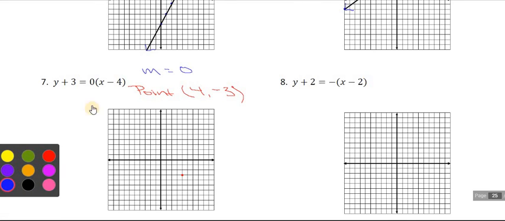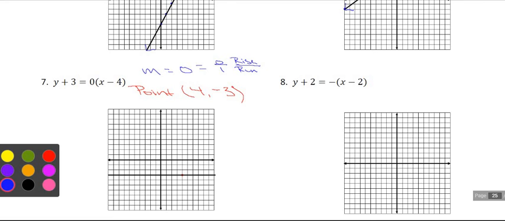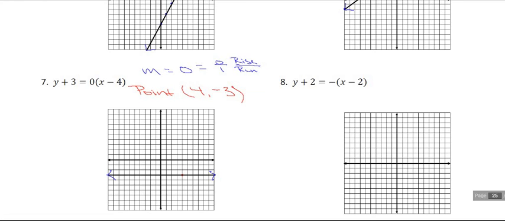Now if my slope is 0, what type of line is that? Well, if we're not sure, we can write it as 0 over 1. And if we put our rise and run, it means we're not rising, but we're running. So that's going to be a horizontal line. Okay, so we are drawing a horizontal line that goes through our point 4, negative 3. Okay, and it continues on in both directions.